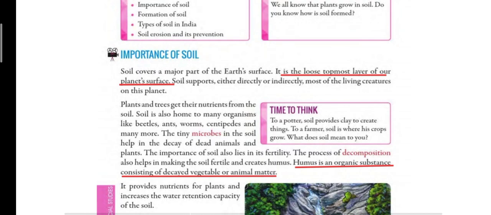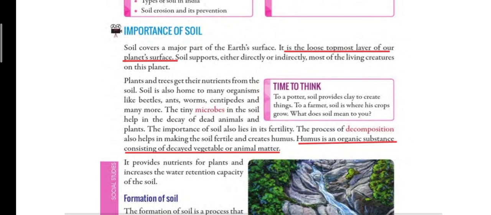So when humus is present in a soil, then that soil will be very fertile and plants and crops can grow easily on it. So this is the fourth importance of soil. Now let us read further. It provides nutrients for the plants and increases the water retention capacity of the soil.